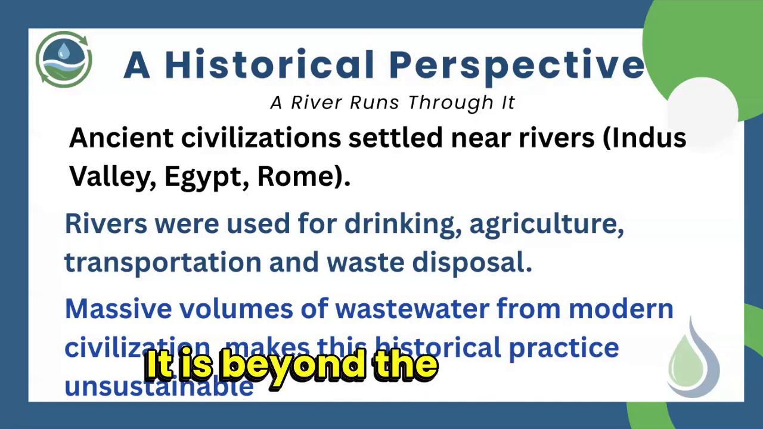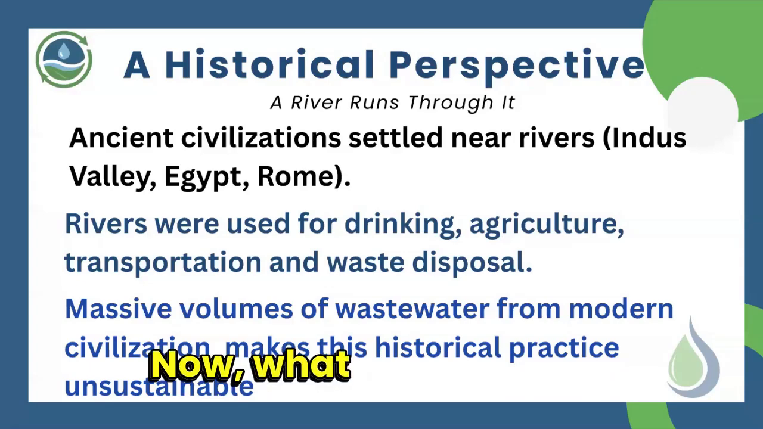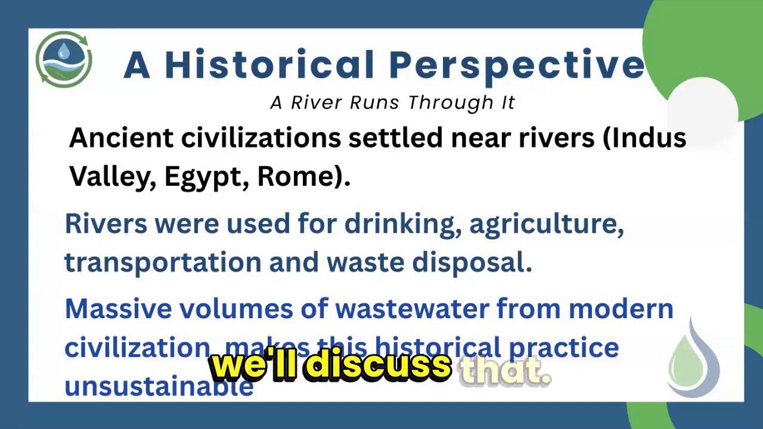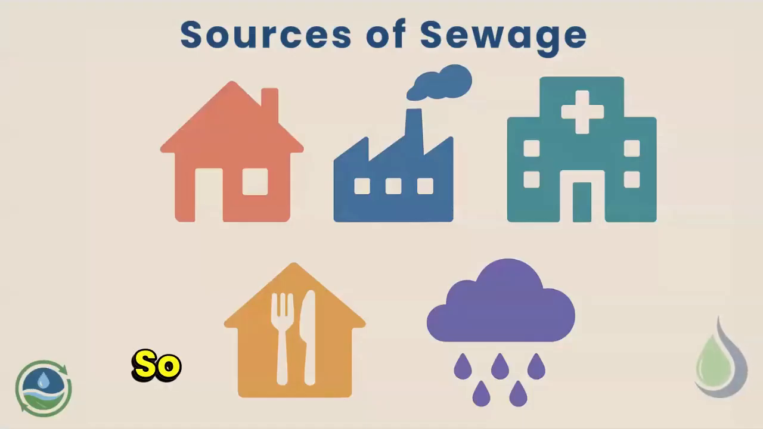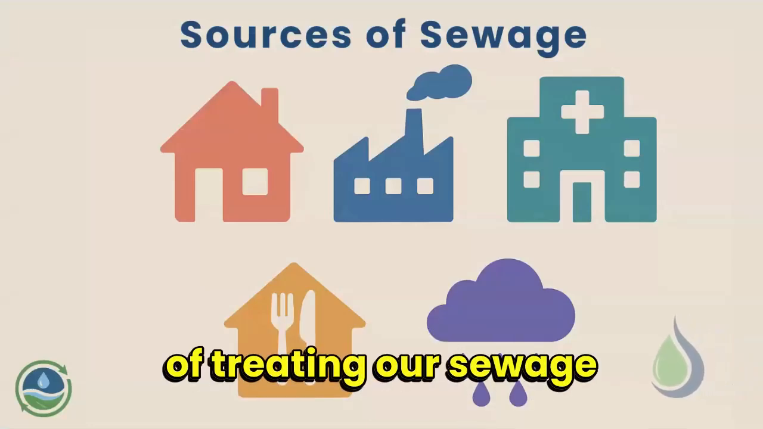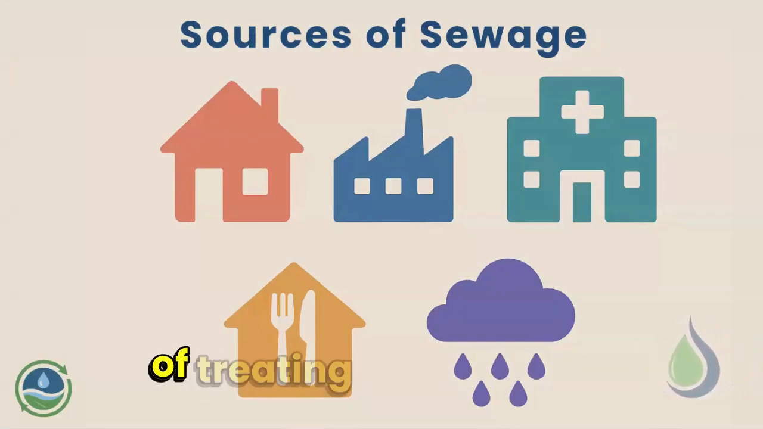It is beyond the capacity of the rivers to naturally purify this wastewater. Now, what is the natural purification? We'll get to that in a minute. In the next few slides, we'll discuss that. Right. So what was sustainable previously? Rivers were capable of treating our sewage when the quantity was small. Today, rivers are not capable of treating that sewage.